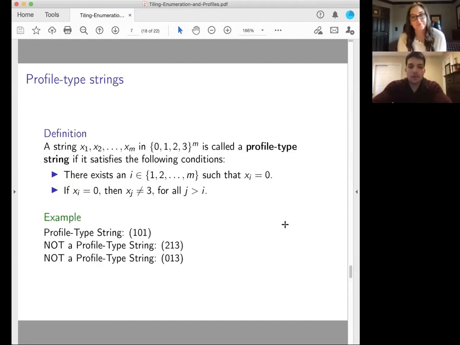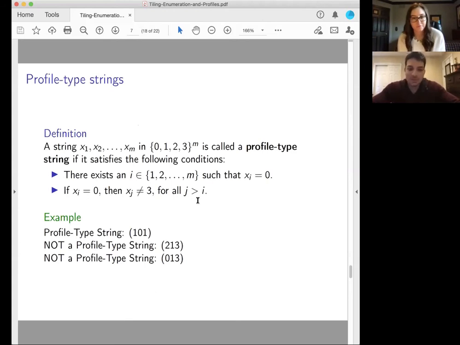So one way to study this is by using profile type strings, and profile type strings are basically just a way to represent profiles numerically so that we can study them at larger and larger amounts of rows. So we attached a couple rules to profile type strings. The first being that there has to be a 0 somewhere in the profile type string, otherwise there wouldn't be a target square. And the second rule is that after a 0, there cannot be a 3.